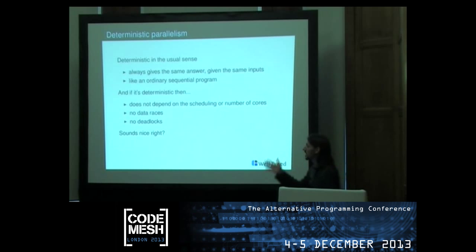And so, of course, if it's deterministic, then we get all these lovely properties. It doesn't depend on the number of cores we run it on, it doesn't depend on the scheduler. We'll always get the same answer. It can't depend on the scheduler because we have to get the same answer, so whatever the scheduler does, whatever the OS is doing, we have to get the same answer. There can't be any data races because that would give you non-determinism. And there are no deadlocks. Sounds lovely, right?